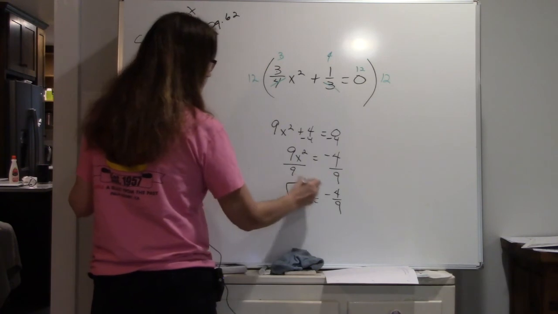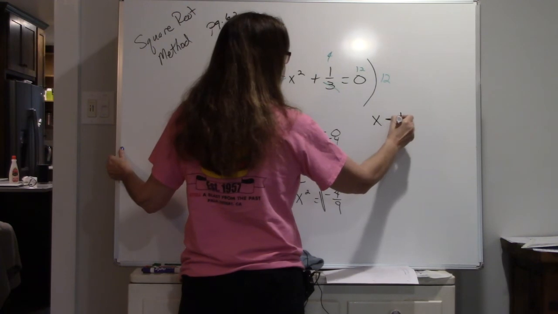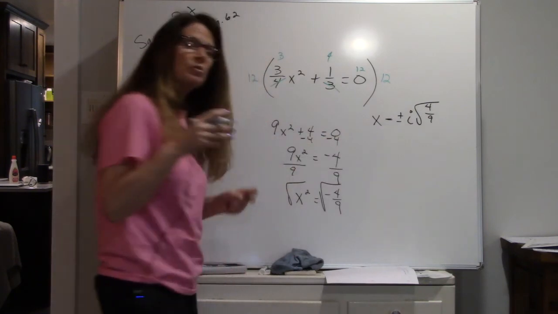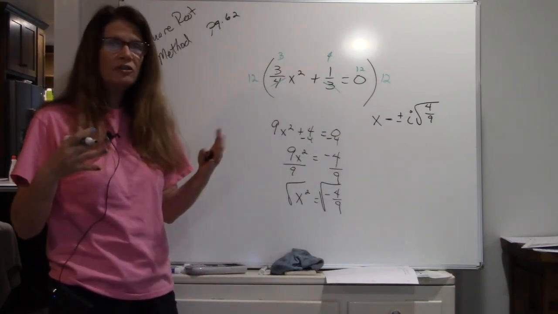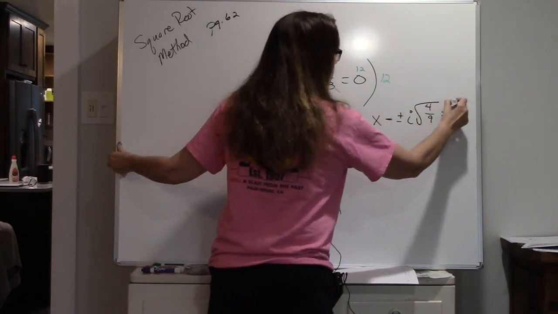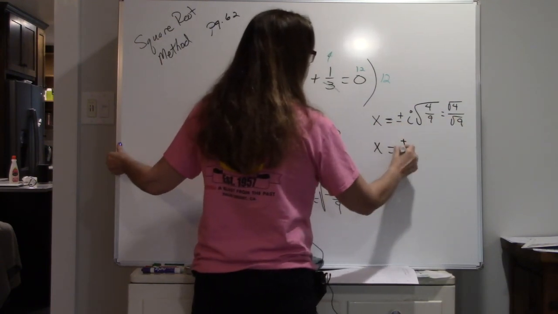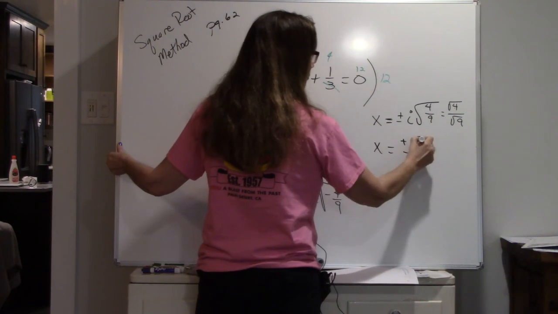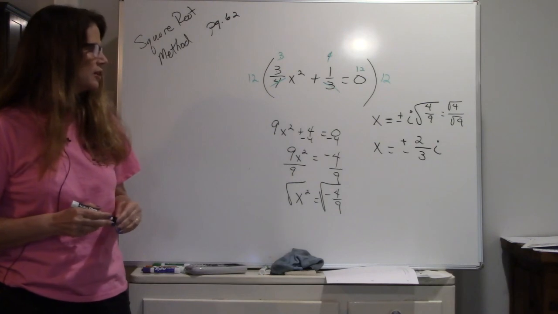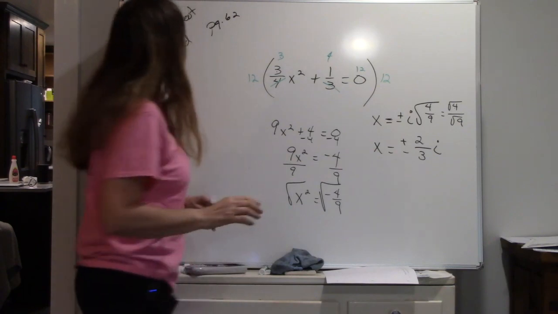I'm going to square root both sides. So x equals, I'm going to pull out the i, plus or minus the square root of 4/9. Remember, whenever you're finding the square root of a fraction, it's just like finding the square root part by part. So this can be rewritten as the square root of 4 over the square root of 9. So I have x equals plus or minus, square root of 4 is 2, square root of 9 is 3, i. So it's plus or minus 2/3 i. Okay? And I think that's it for the square root method.